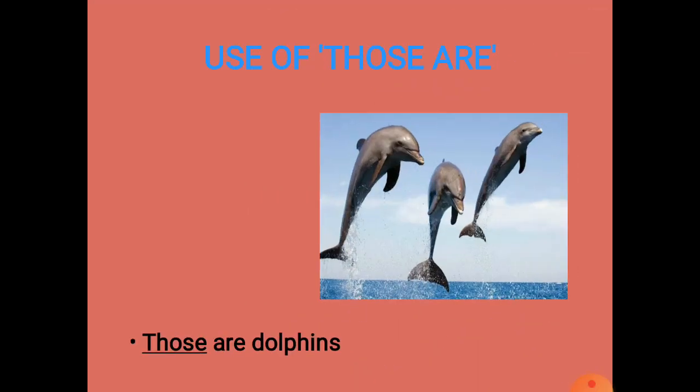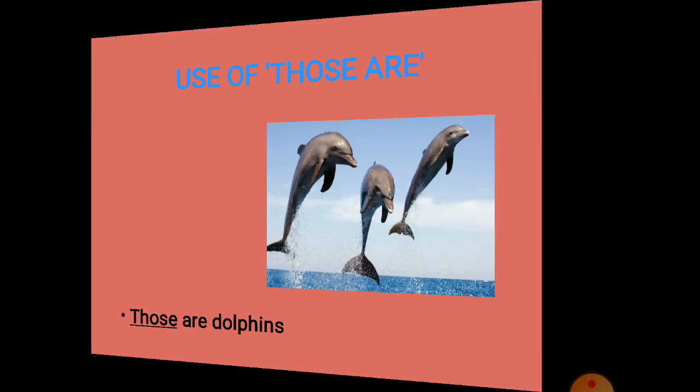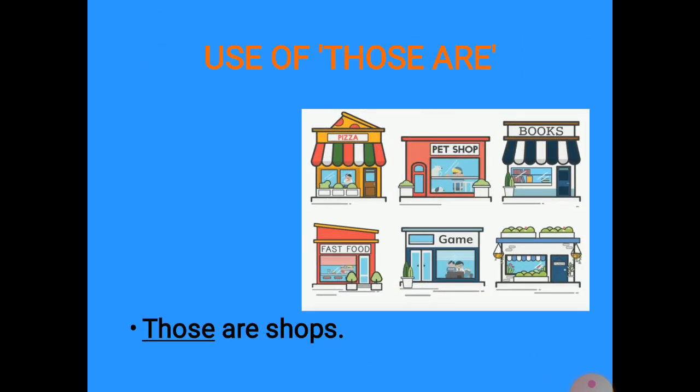Next example is those are dolphins. Those are shops. You can see here there are many shops. There is a shop named Pizza, Pet Shop, Books, Fast Food, Games, and one more shop. So there are 6 shops. So instead of using this or these, we have used those because they are far from us. That is why we have not used these. We have used those. Those are shops.